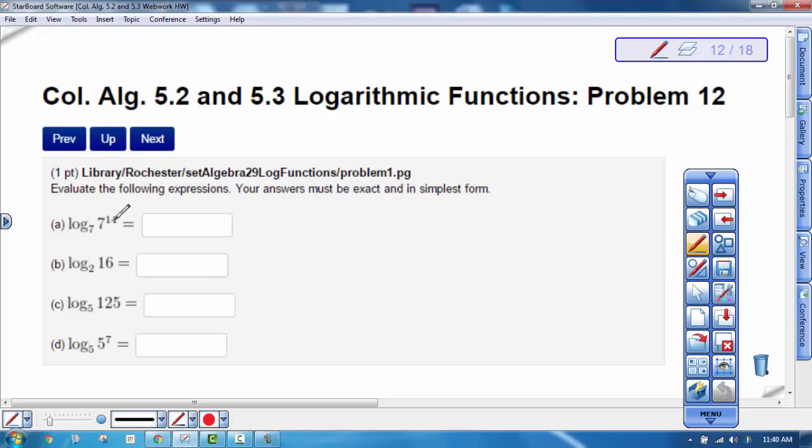Next problem, you could write this in exponential form. If you call this equal to x, you can do base to the exponent equals the argument, and you can compare and see that x has to be 14. Same thing here, call it equal to x, and you can do 2 to the x equals 16, and you can rewrite 16 as 2 to the 4th power, and so x has to be 4. Same thing with the last one, call it x, 5 to the x equals 125, but 125 is really 5 cubed, and so x is 3. And same thing with this one, 5 to the x equals 5 to the 7th, so x is 7.